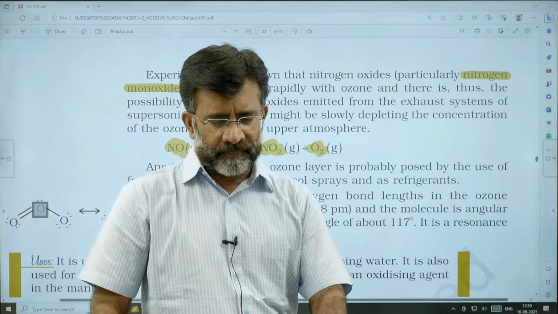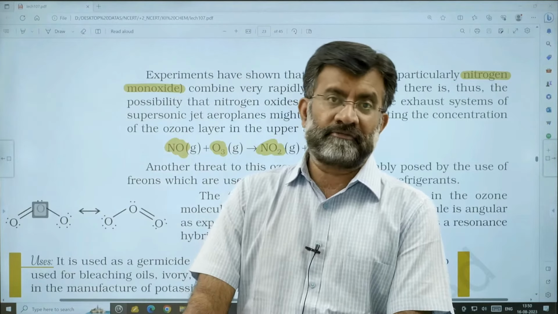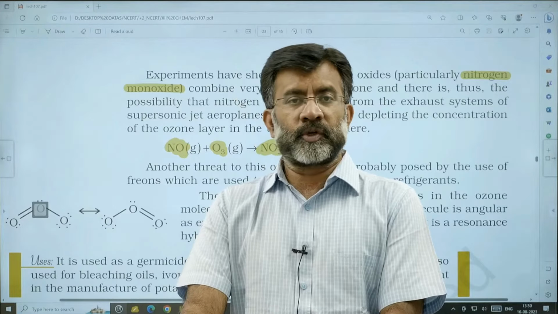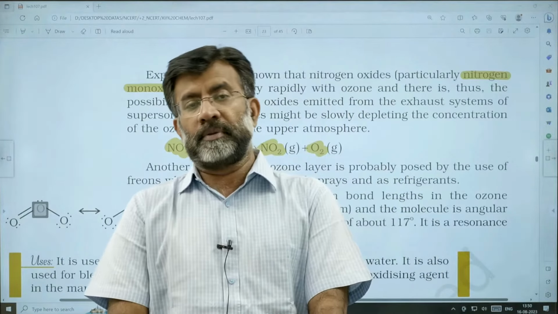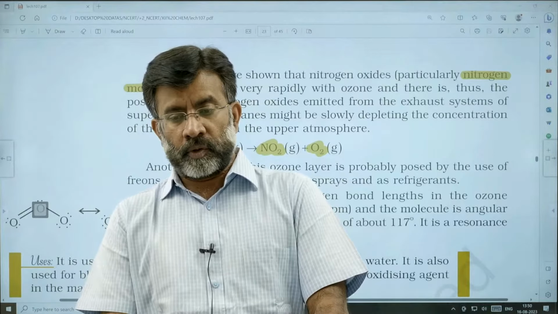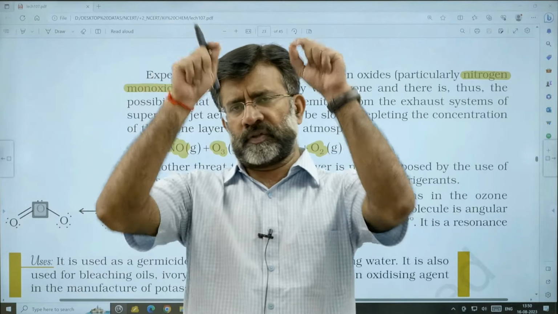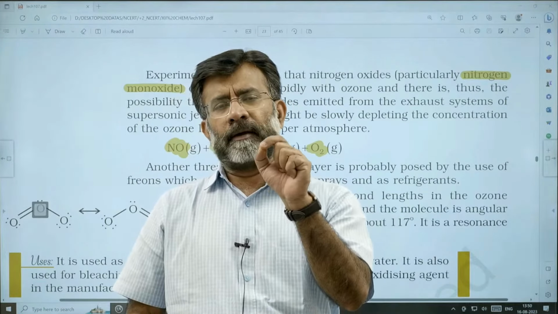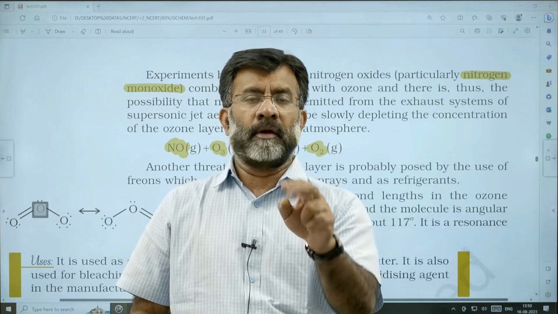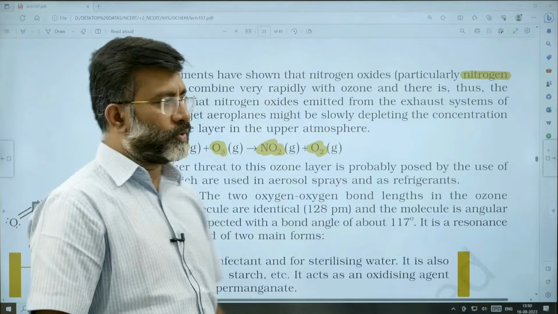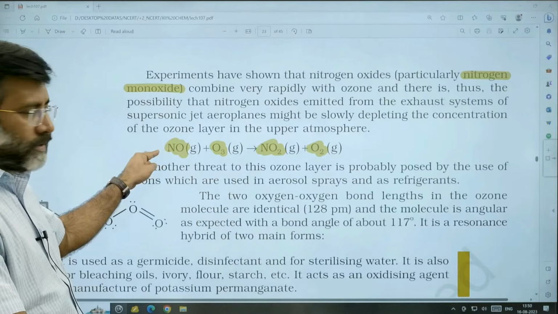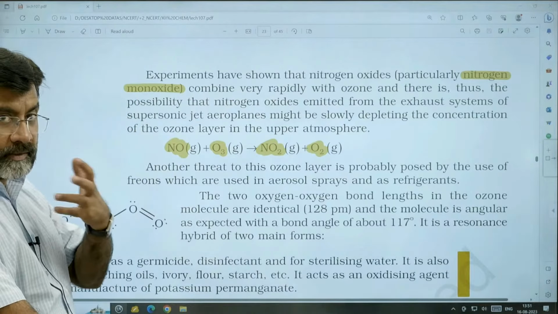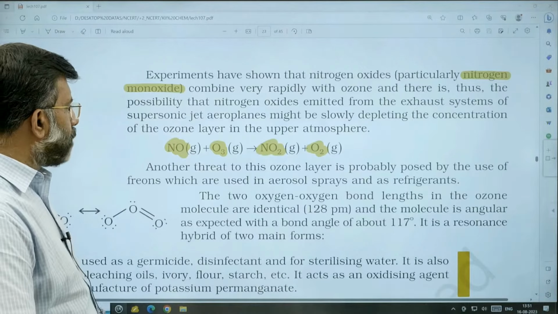It's a fact regarding our environmental pollution that NO is released from jet engines. A good quantity of NO may be released from jet engines. So that NO, particularly if it is in the stratospheric region, can act as a potential catalyst or potential component causing the decomposition of ozone. You see, NO released from jet aeroplanes may interact with ozone and ozone is destroyed. So such reactions also remain very important.